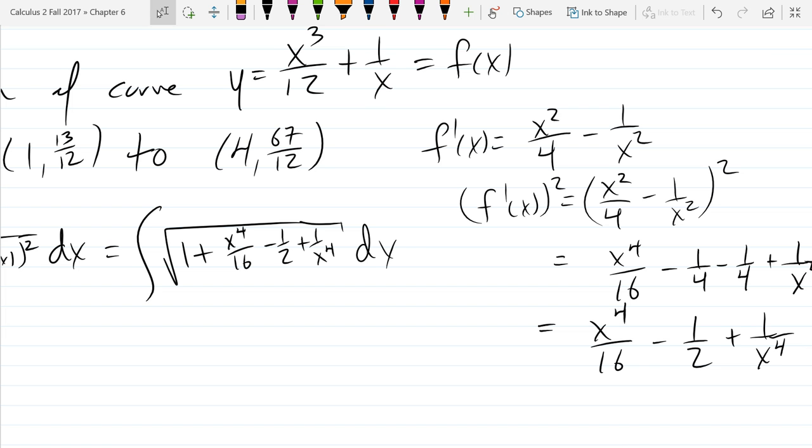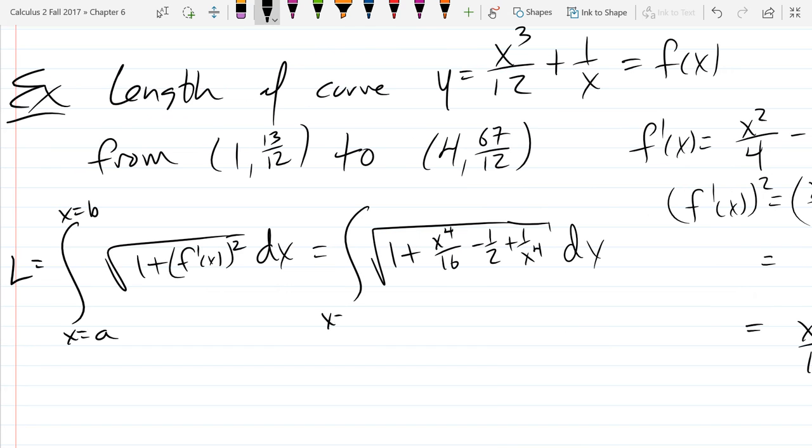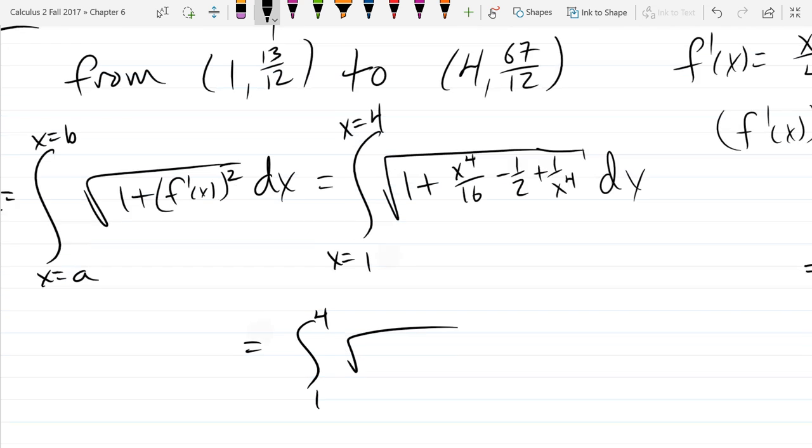We just have 1 plus that thing. What about beginning and ending x values? What is my small x? 1. What's my big x? 4. All right, if I had a dy integral, I'd be picking the y coordinates off of those. I have an x integral, so I'm picking the x coordinates. That's important to pay attention to. So I got 1 minus 1/2, which is positive 1/2.